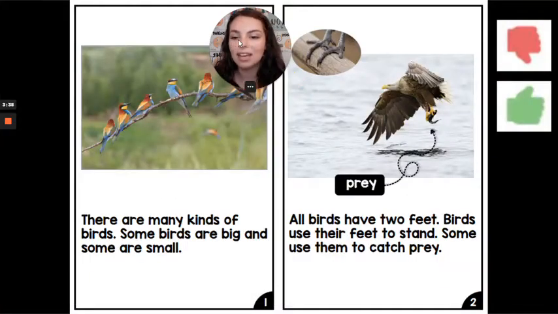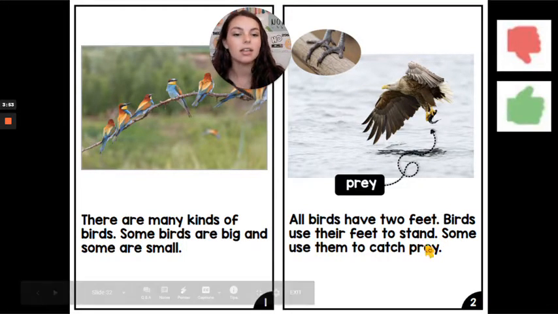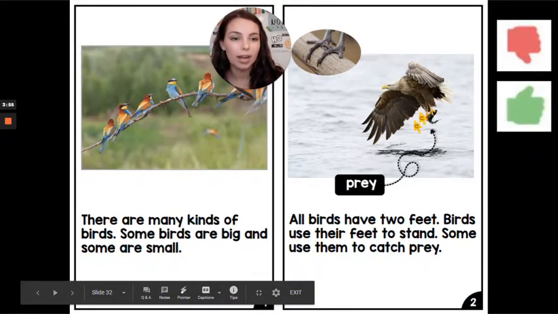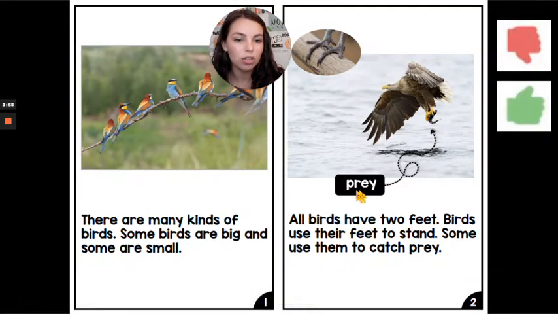There are many kinds of birds. Some birds are big and some are small. All birds have 2 feet. Birds use their feet to stand. Here's a picture right here. Some use them to catch prey. Prey is a new word. You might not have heard that word prey, but I can see the arrow is pointing right here to this fish. I think prey means the things that they like to eat, the animals that they eat.